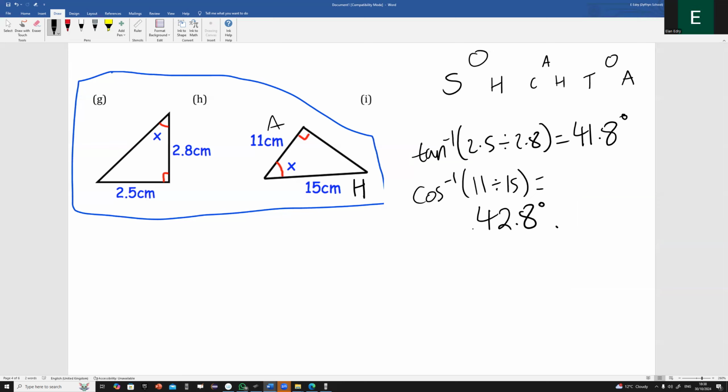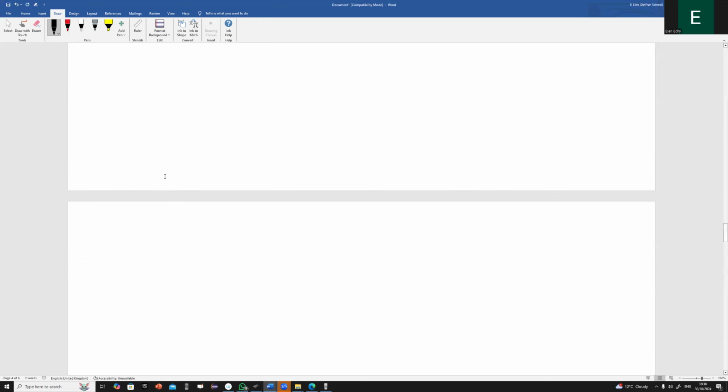Eleanor, does that make sense? William? Right, what we'll look at now is finding a missing side. Okay, so we looked at finding missing angles. Now we will find missing sides.